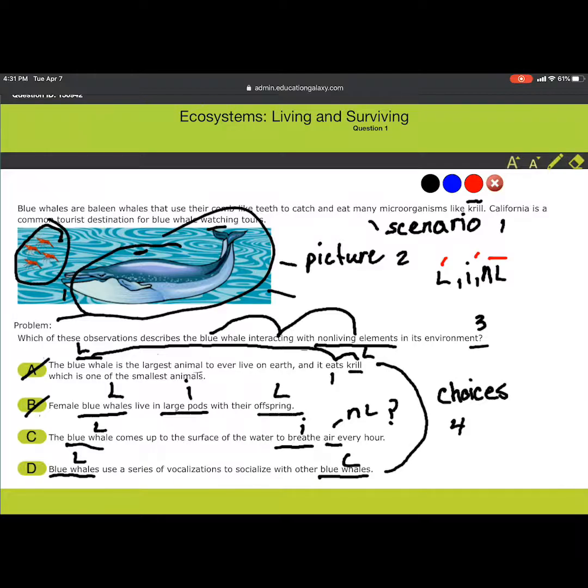And it uses a series of vocalizations to socialize. Okay, vocalizations, in other words, are kind of like singing. So singing to socialize. So here's the interaction. Okay, so vocalizations to socialize. So living, social, are interacting with living.